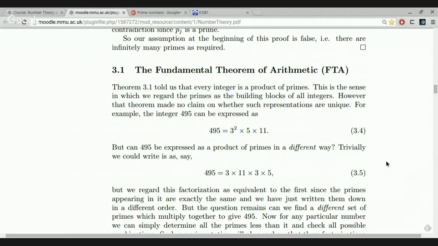But really, we regard this as the same as that. All we've done is change the position of the 3. So, apart from reordering the prime factors, what the theorem says is that the prime factorization is unique. You can't factorize 495 or any other integer differently into primes. Okay?